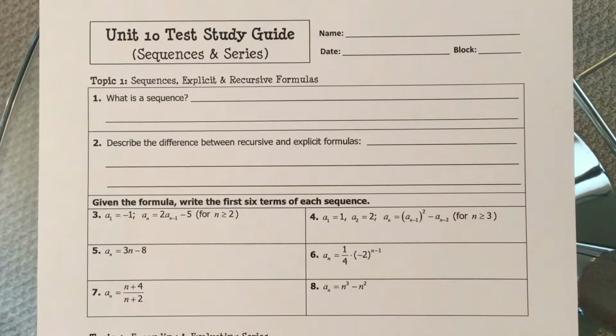All right, this is the Unit 10 test study guide. Topic number 1 is on sequences, specifically explicit and recursive formulas. So we've got a couple of definitions to know with this first part here.